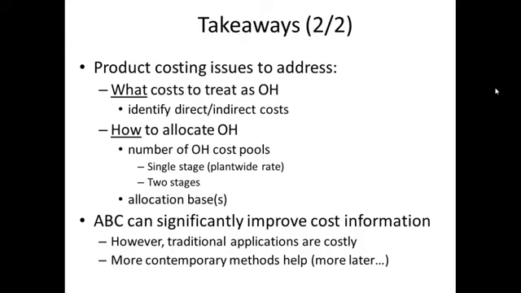Regardless, you have to choose what you're going to use as your allocation base. You have to decide what you're going to use to allocate from your cost pool down to your products. And again, remember, the objective here is to choose an allocation base that's going to allocate overhead in a manner that reflects that product's consumption of those overhead resources. Activity-based costing, you're going to see in coming classes, can significantly improve cost information. However, the implementation of activity-based costing can be costly. More contemporary methods that we're going to talk about in the next class have helped to alleviate some of the cost of implementing and maintaining an activity-based costing system.